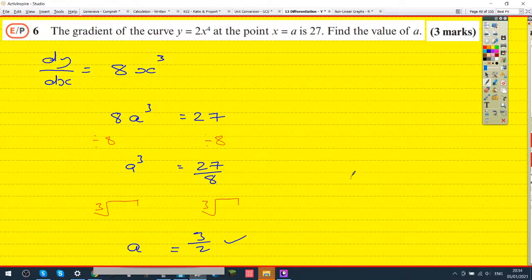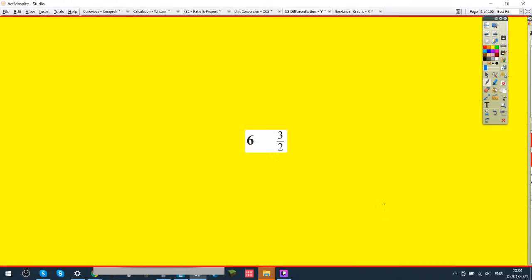Find the value of a. So 3 over 2, good. 1.5, also good. Yes, so this time we had to work in reverse. There's a way it can be done in the calculator, but I won't bother. Differentiate, sub in, make an equation, solve the equation. 3 over 2.